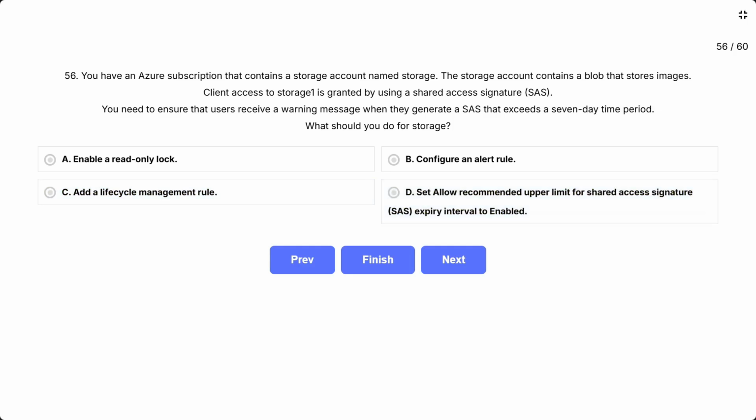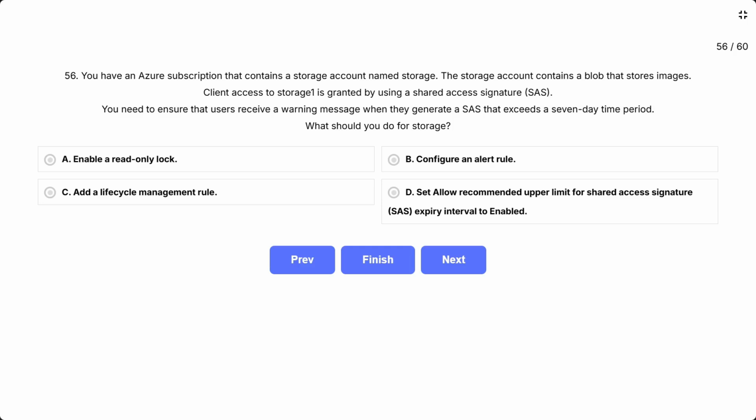This question tests your knowledge of Azure storage security features, specifically how to control and warn users about SAS token expiration periods. You need to identify the proper storage account setting that triggers warning messages when users create SAS tokens with expiration times that exceed your recommended security policy, 7 days in this case.